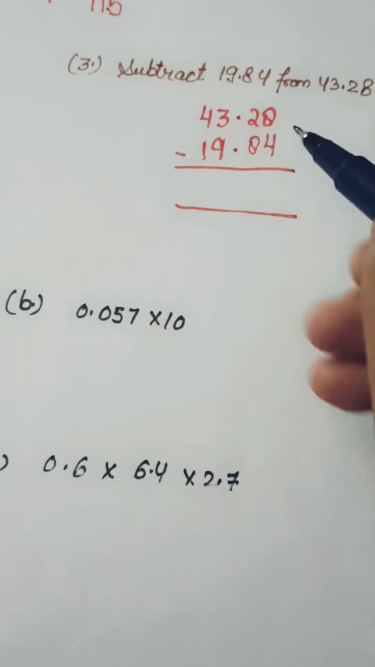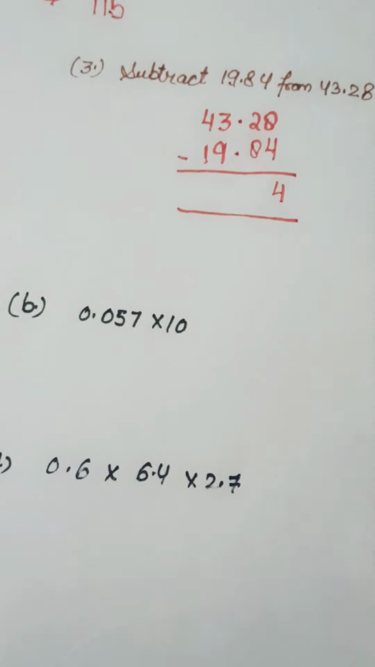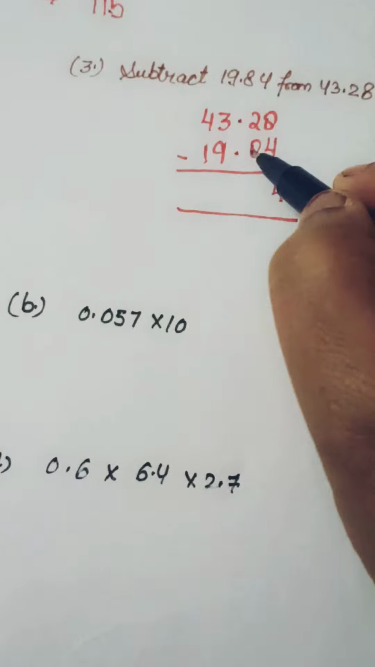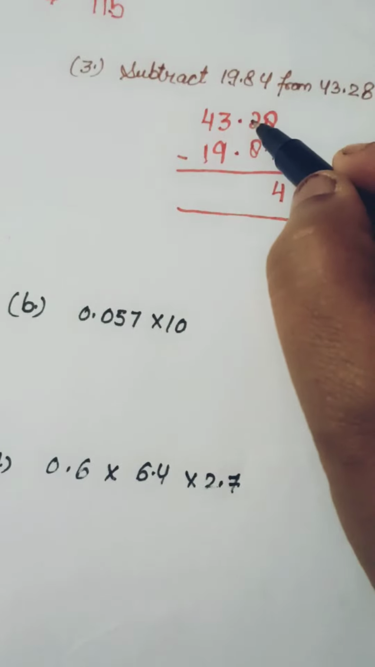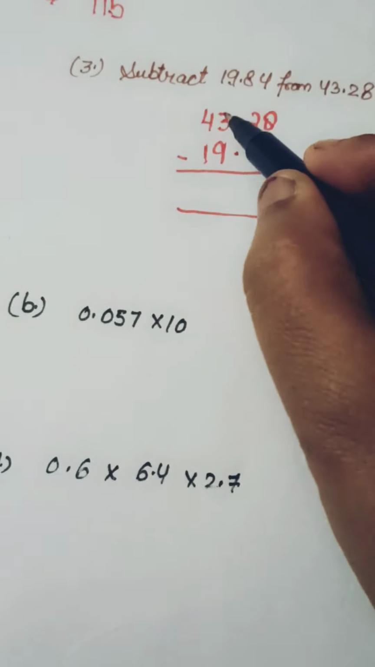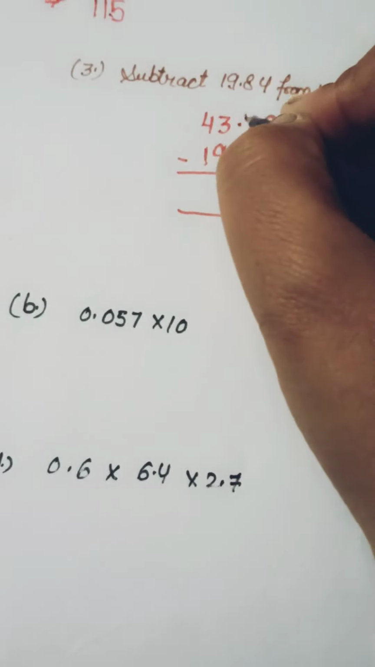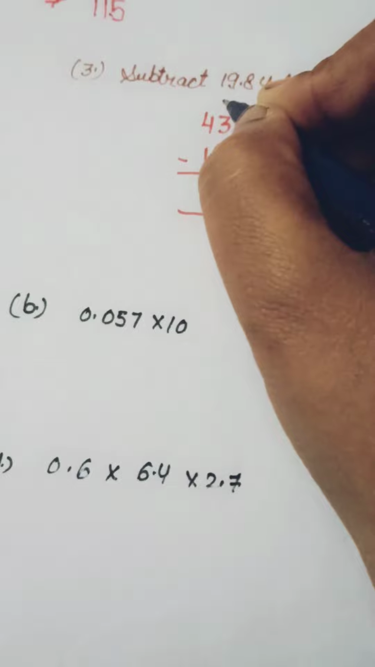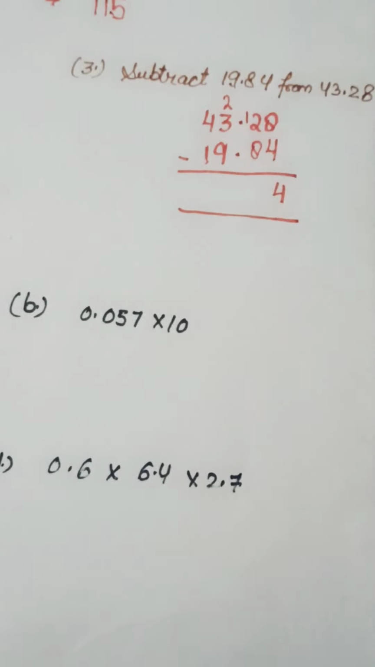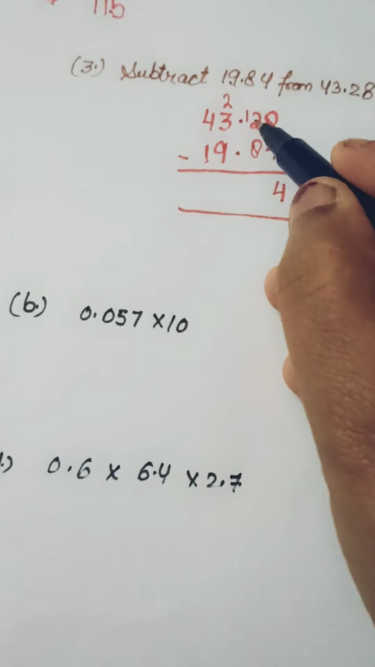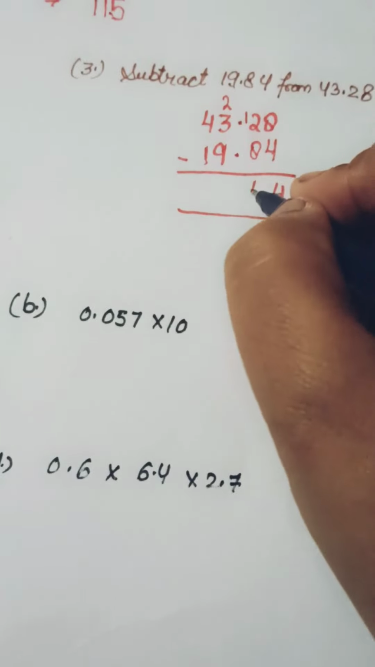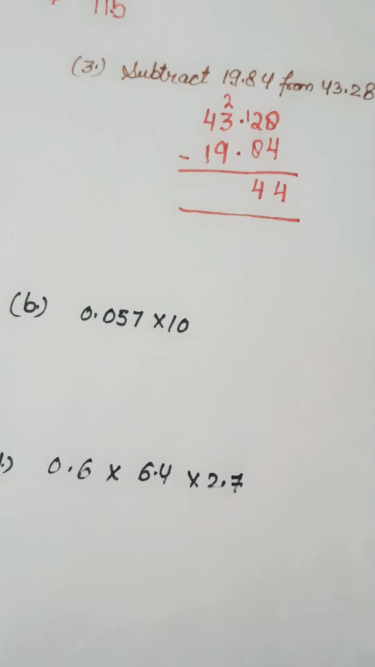4 subtracted from 8 will give us 4. Now can I subtract 8 from 2? No, not possible. So what we are going to do, we'll take one borrow from this number, so it will become 12 and it will be left with 2. Okay, now 8 subtracted from 12 will give us 4 again.